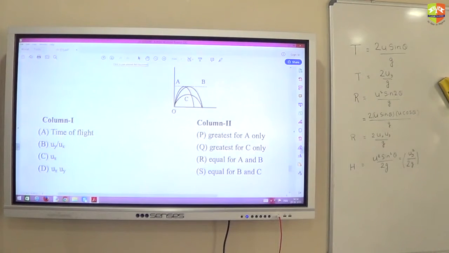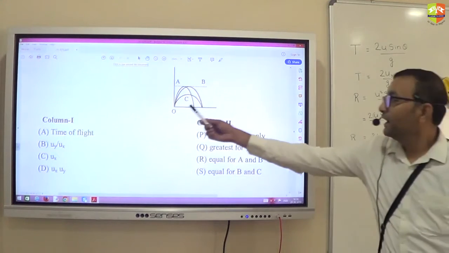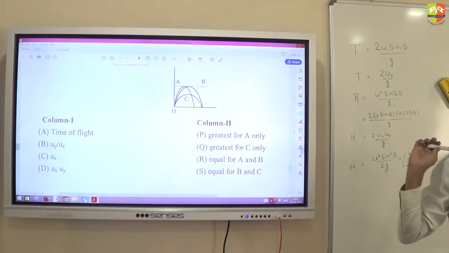What about UY divided by UX? Time of flight for A and B is equal. Both have the same vertical component velocity. So A has lesser horizontal component velocity. That is why it could not travel more in the same time along the x direction. Understood?